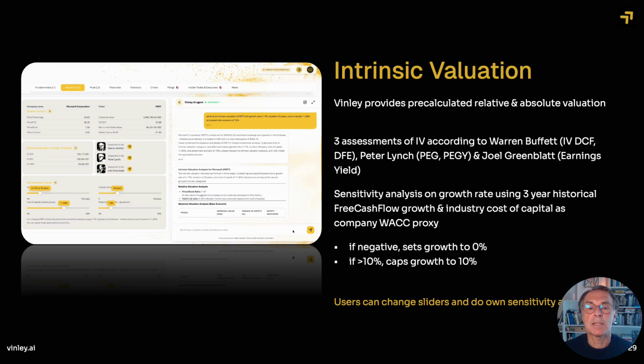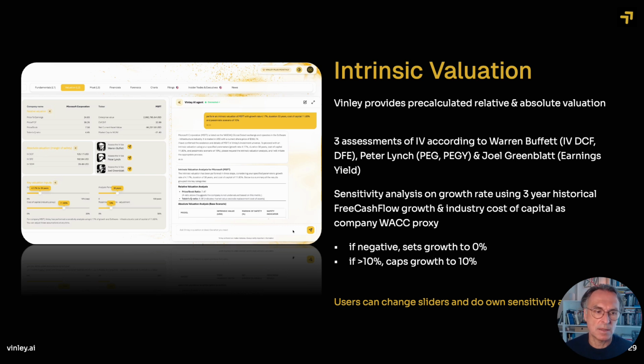If the growth rate has been negative, as we have to project the intrinsic value, that's a future projection of earnings or of cash flows, Vinley will automatically set the growth to 0, and it will tell it to you. So it will have here a message where it says, I've set the growth rate to 0% because the 3-year average growth rate on free cash flow was minus 4.16%, for example. And if it is above 10%, we have decided to cap it at 10%. You have sometimes companies that grow at 25% over the last 3 years, but that's more like growth investing. We have decided that, and you can change this, of course.